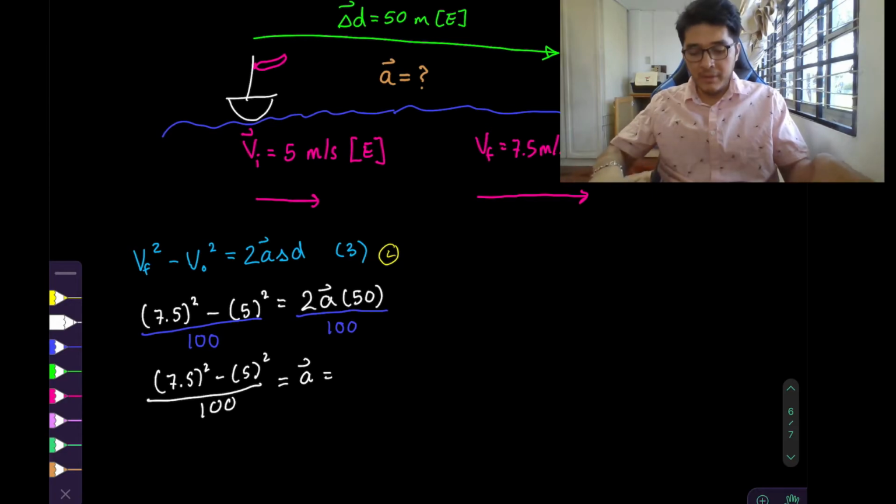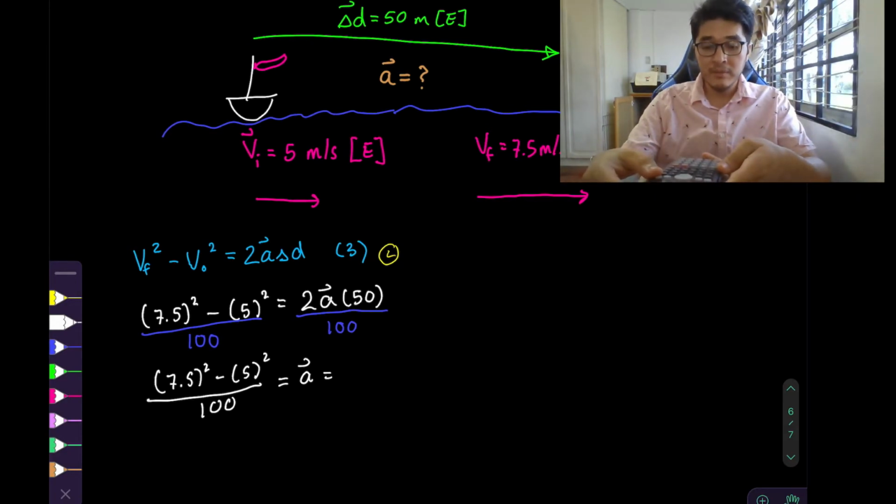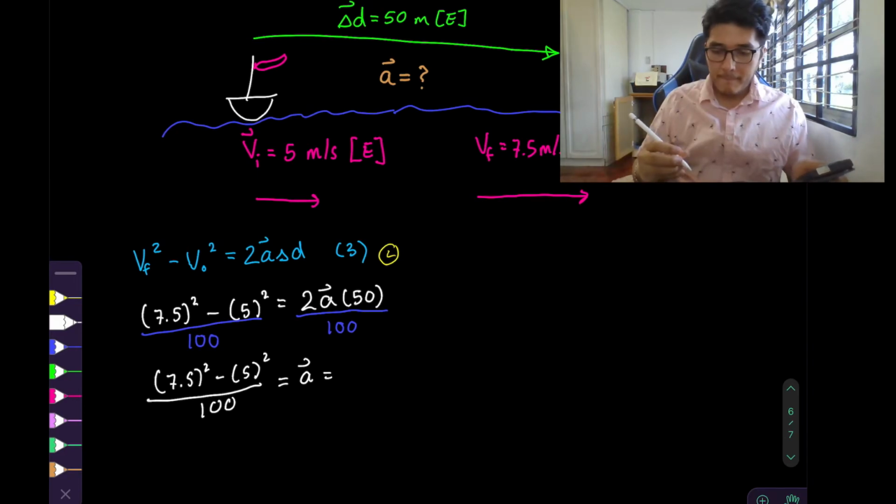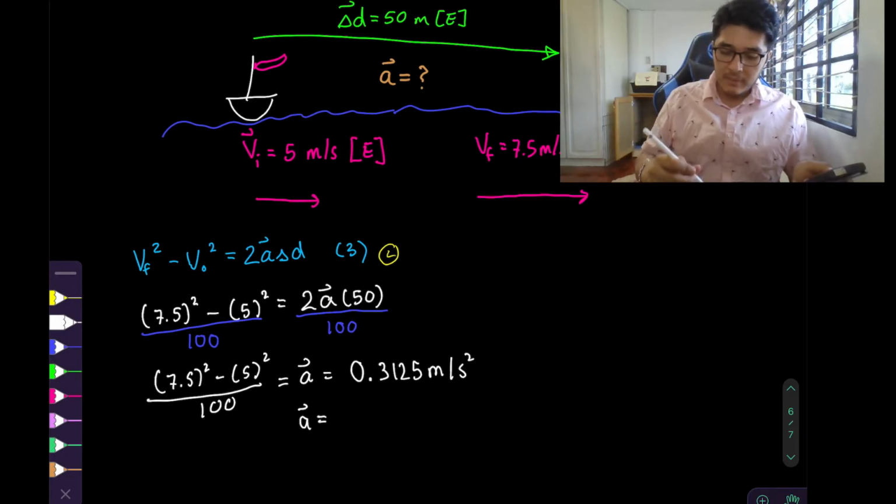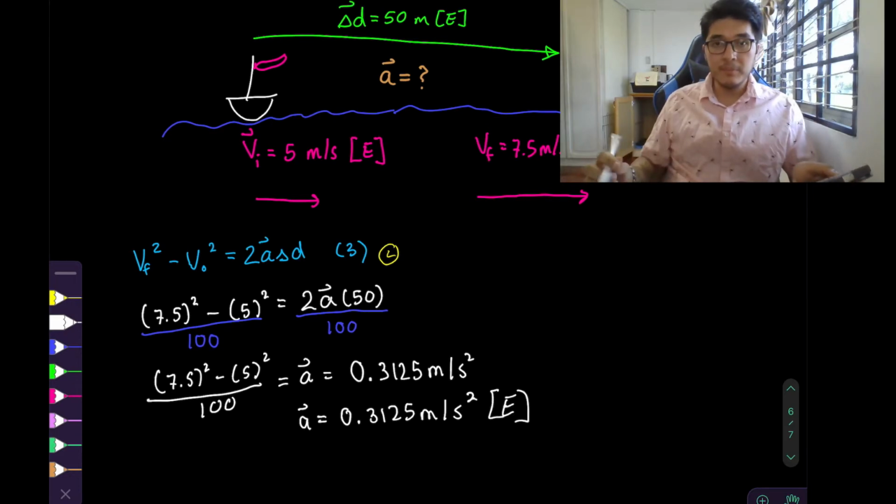So depending whether we get a positive value or a negative value, that will give us the direction. But if we are correct, we should get a positive value. So let's check. Wow, this is a very slow moving boat. 0.3125 meters per second squared, and we got a positive value. So what does that mean? That it's east, which makes sense because that's what we expected if it was speeding up. So that's correct.